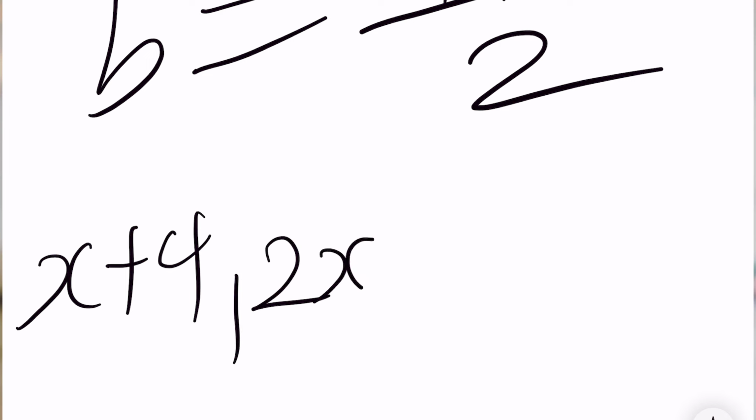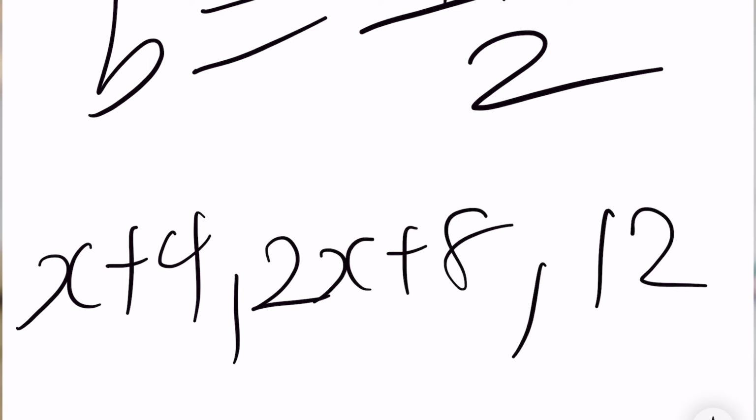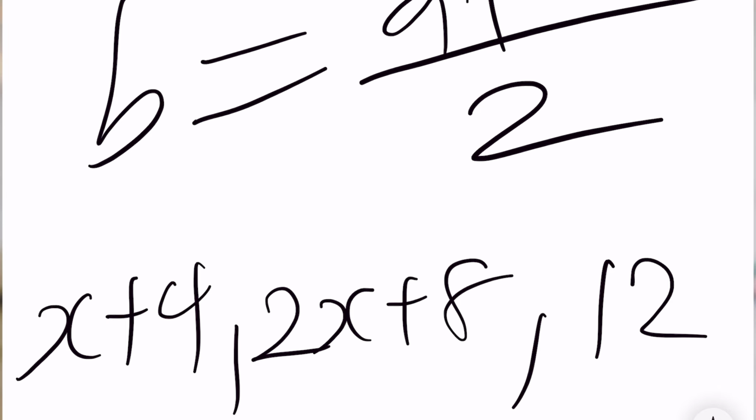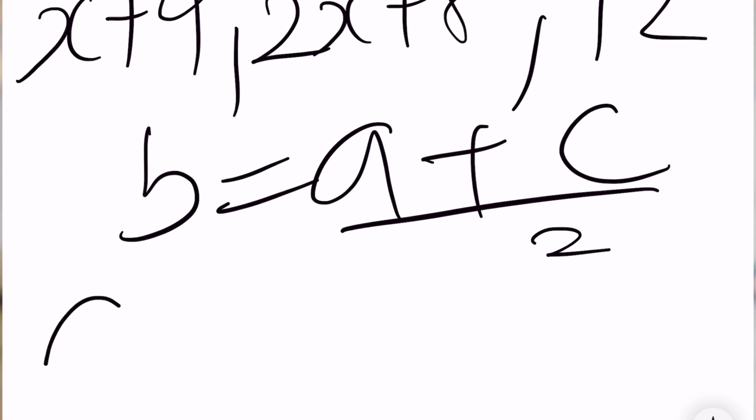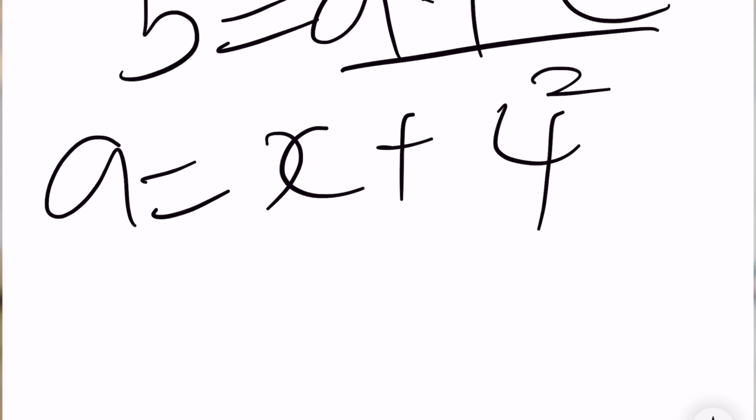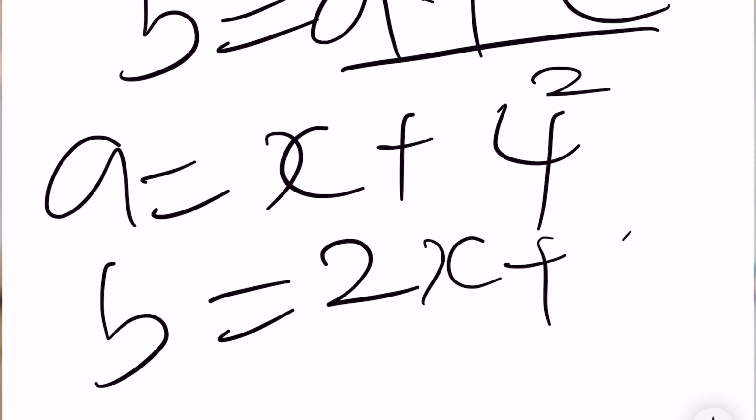So when we have x plus 4, 2x plus 8, and 12 are 3 consecutive terms of an AP, find the value of x. And here we said our B is A plus C over 2. So our A here is x plus 4, our B is 2x plus 8, and our C is 12.